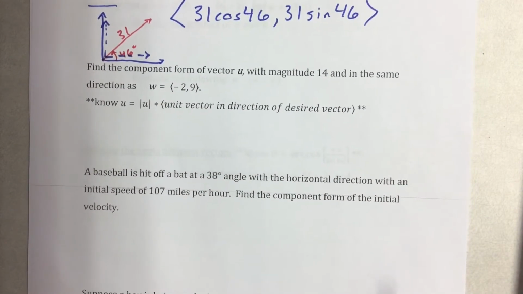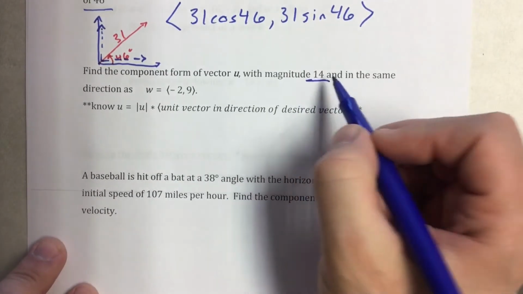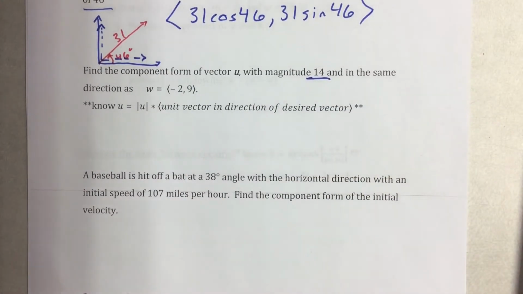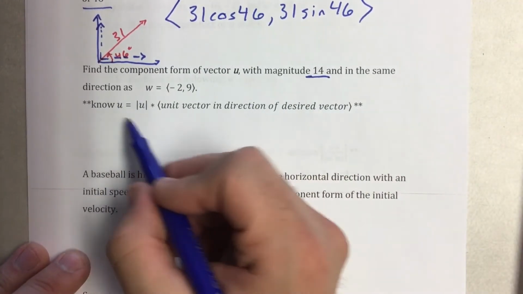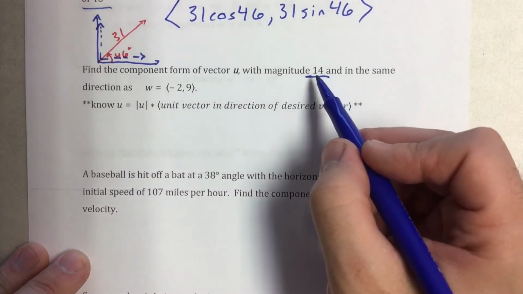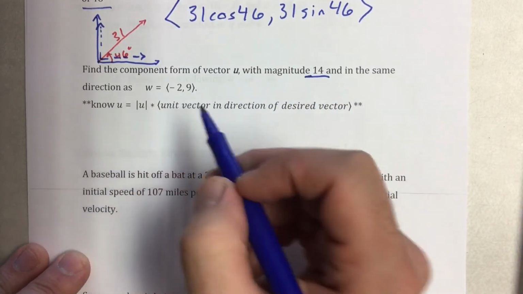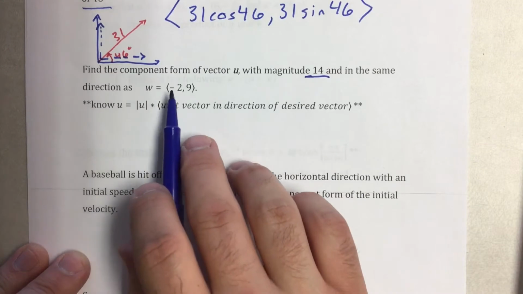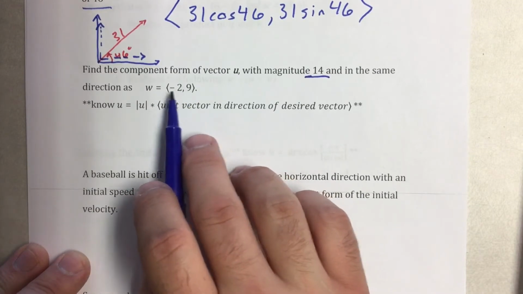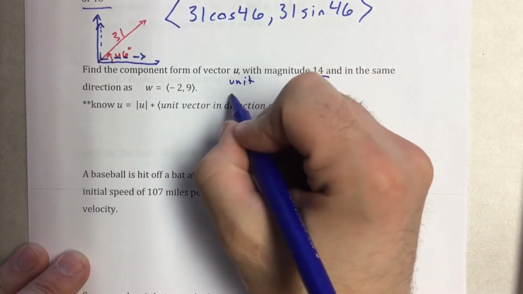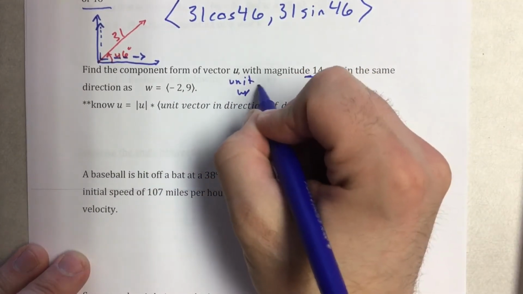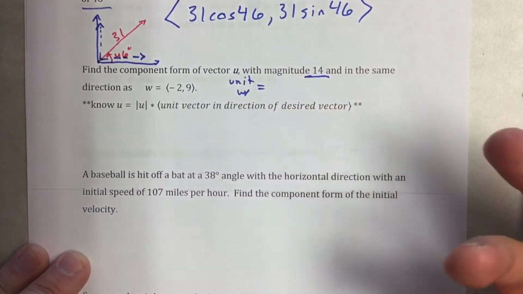Find the component form of vector u with a magnitude of 14, but in the direction of w. So we're not given a direction angle. We could find the direction angle of w, or as an alternate, we could find the magnitude of u, oh, we have that, okay, and then multiply it by the unit vector in this direction. So if I can find the unit vector of w, then I would simply take my magnitude and multiply that vector.